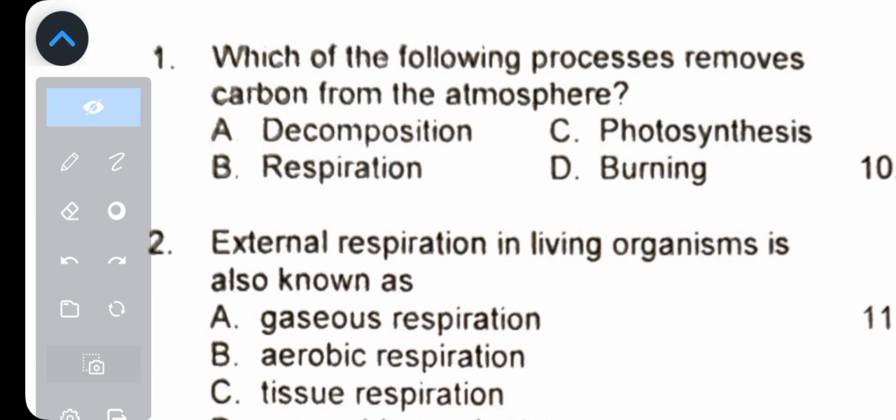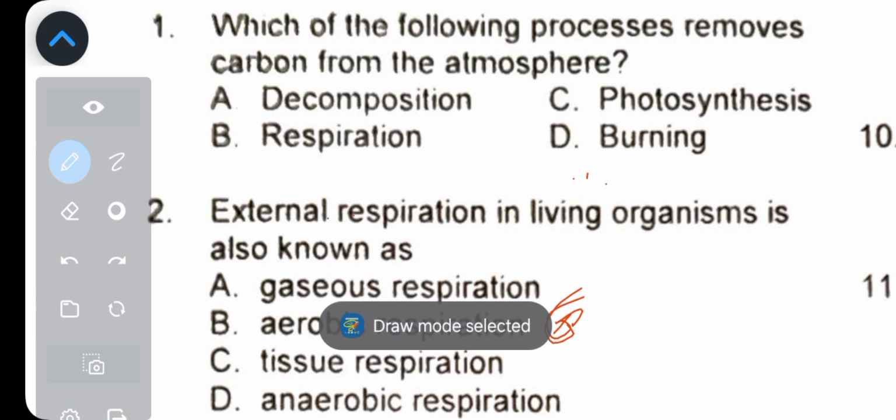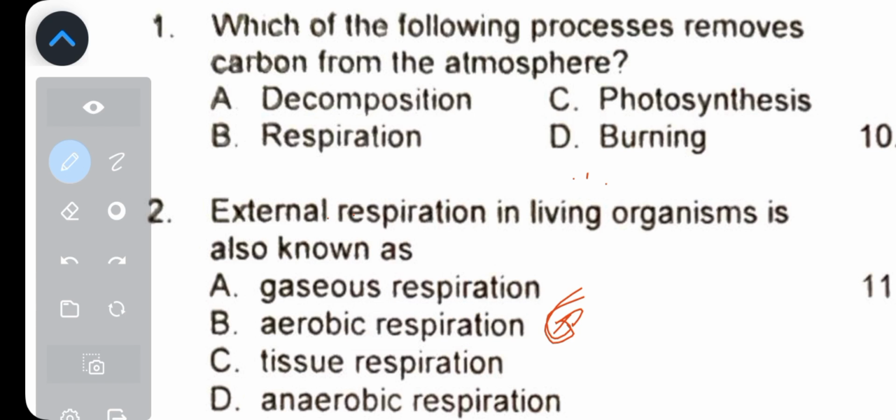External respiration in living organisms is also known as A, gaseous respiration, B, aerobic respiration, C, tissue respiration, D, anaerobic respiration. And the answer to this question is A. A is the correct answer.